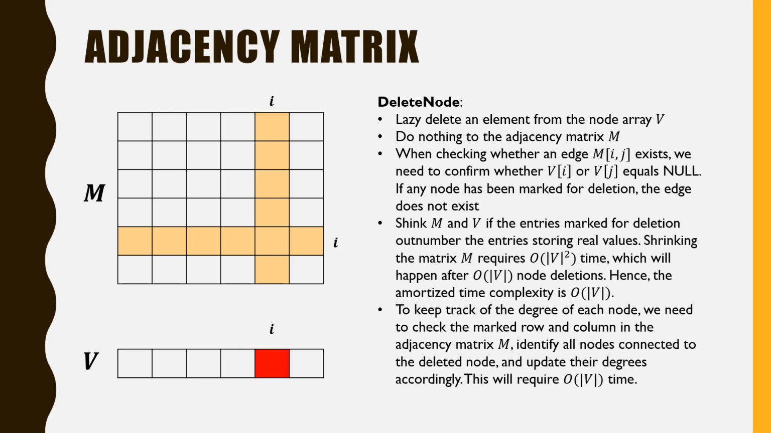Note that when deleting edges associated with node i, the degrees of all neighboring nodes of i should be updated. The affected neighbors of i can be identified by traversing the ith row and column of M, which requires O(V) time. Overall, the amortized time complexity of the delete node operation is O(V) time, while the worst case time complexity is O(V²) due to matrix resizing.